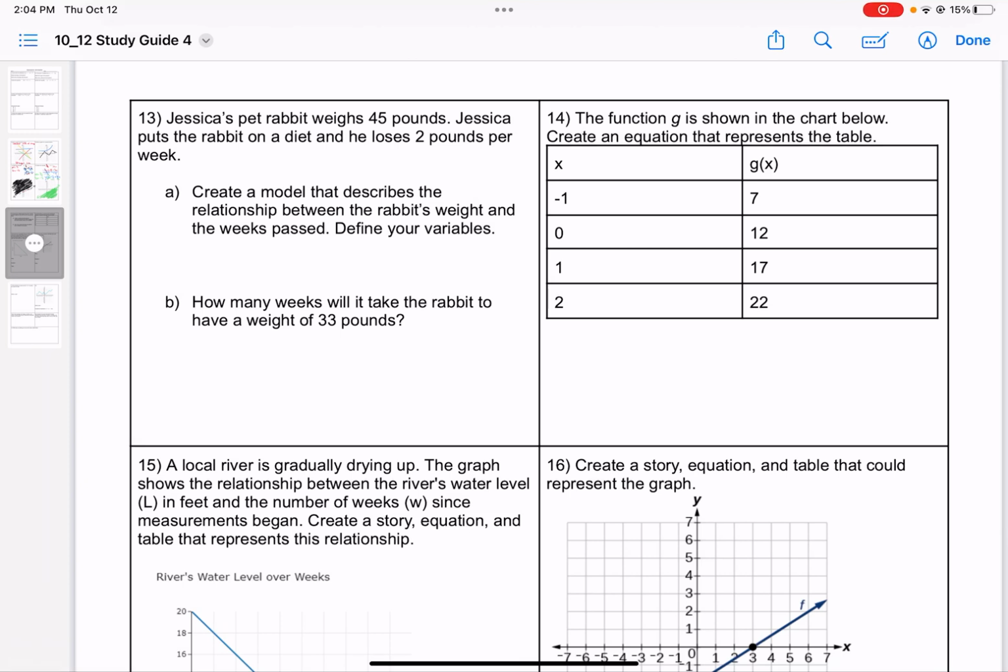Okay, welcome to this video where I'm going to go over the third page of the study guide. I'm going to start with number 13 here.